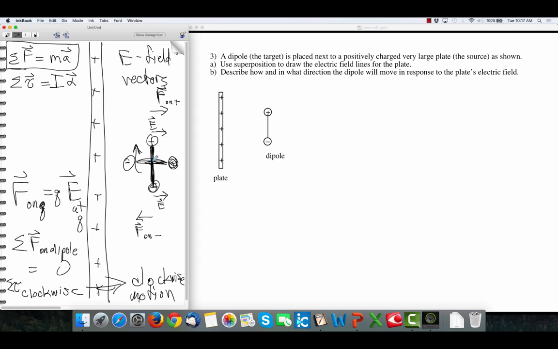Is there a net force on the object at this equilibrium point? No. Even though the minus sign is closer, the electric field at the minus sign and the electric field at the plus charge are the same. So the forces are equal and opposite still.